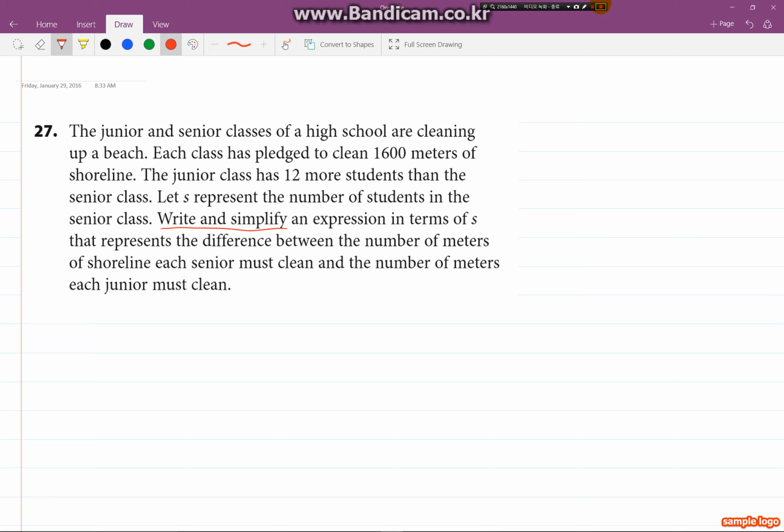Write and simplify an expression in terms of S that represents the difference between the number of meters of shoreline each senior must clean and the number of meters each junior must clean. So we want to know the difference between the senior student and junior student in terms of how much they have to clean individually. Difference means subtraction. So we're going to be subtracting two quantities. Okay, now let's read the whole thing.